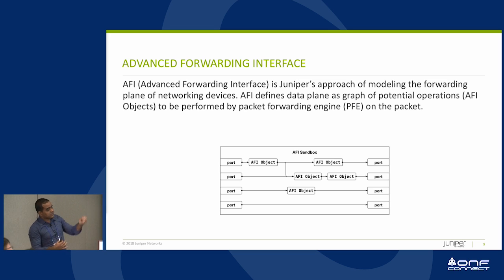So these objects which we have come up with are at a level not too target specific, but not way too high level that you struggle to map them to the data plane, right? I'll give you a few examples of that. I cannot cover all the objects and details of AFI objects. If you're interested, you can catch me after this presentation. We can talk in detail.